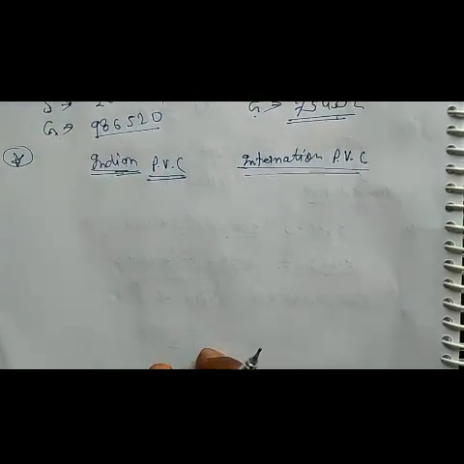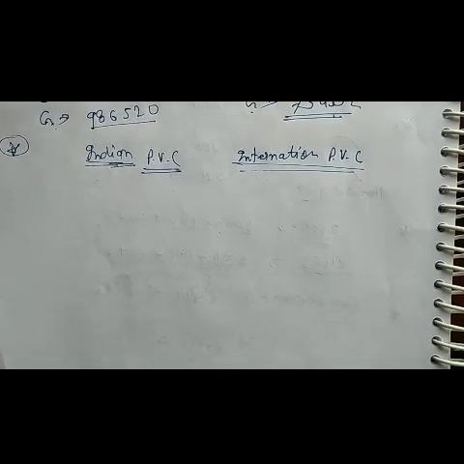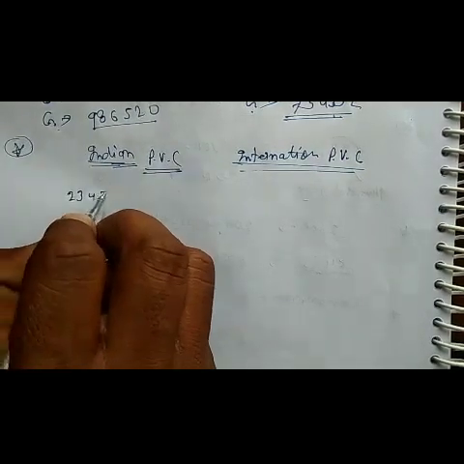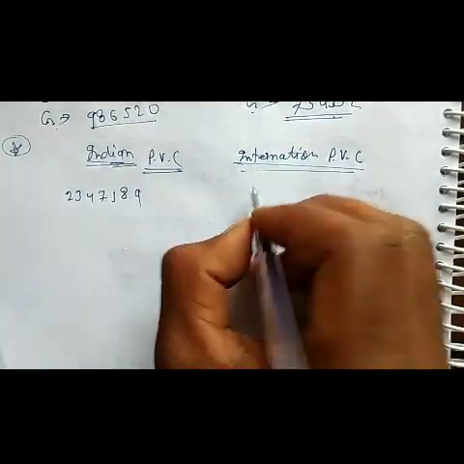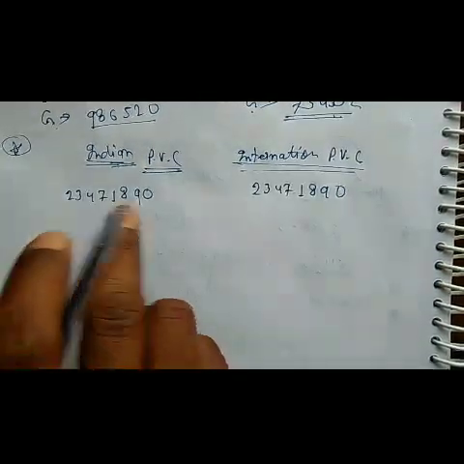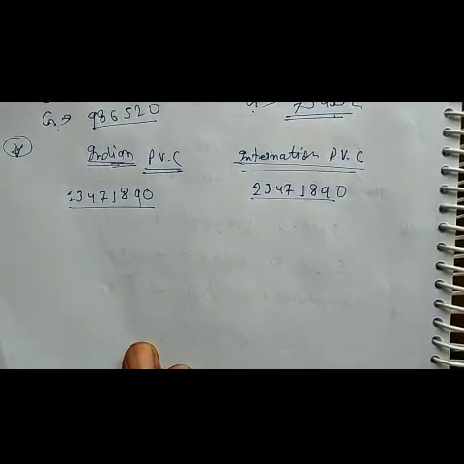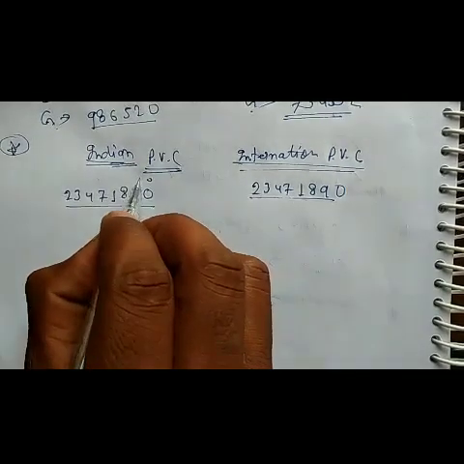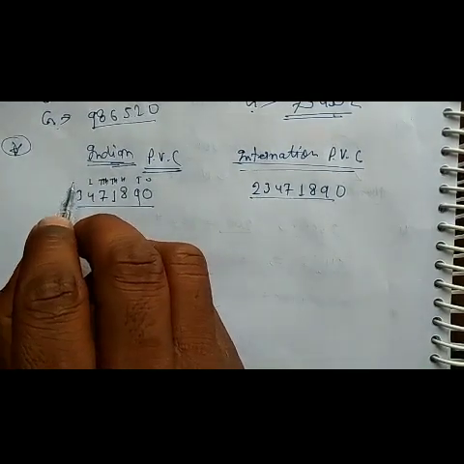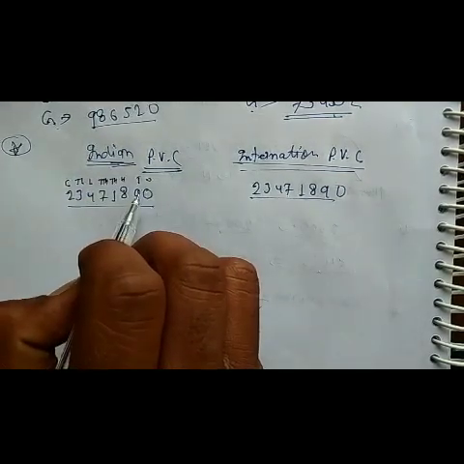If we have to discuss a larger number, there are two systems to read and write the number. Suppose that there is the number 2 3 4 7 1 8 9 0. How can we read this number? There are two systems to read it. In the Indian place value system: ones, tens, hundreds, thousand, 10,000, lakh, 10 lakh, crore, and 10 crore.